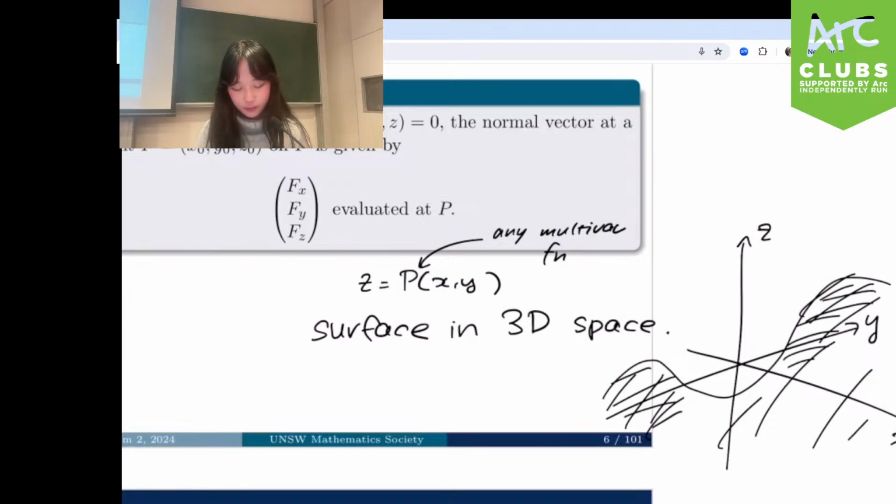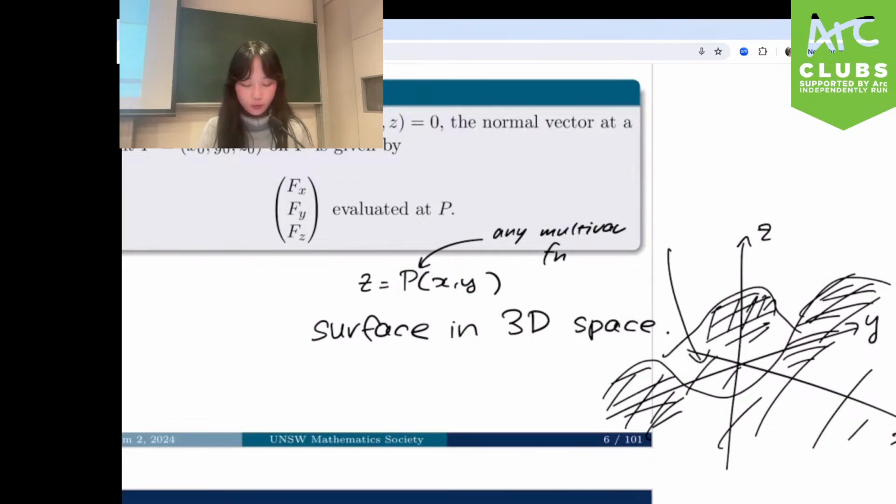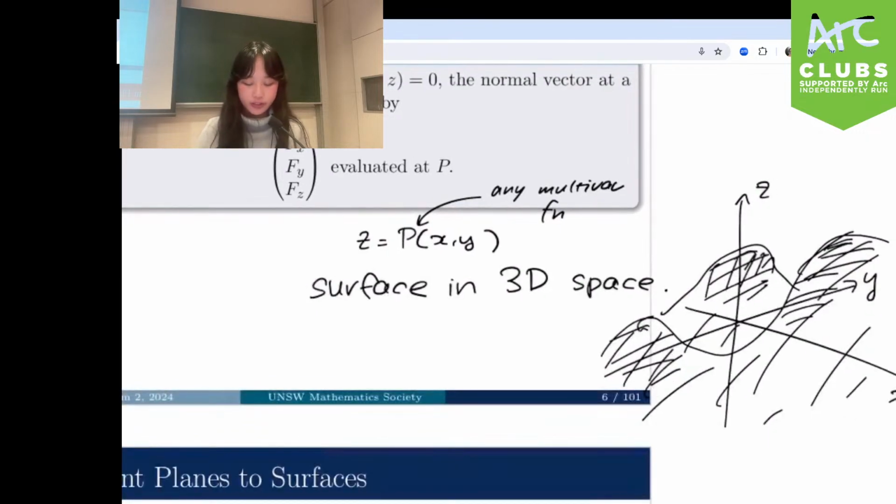Maybe we have some hills and some bumps, like this, and there's a valley just in there. That's one possible example of how a surface could be represented. These are like the tops of the hills, and it's just a bumpy surface. This is one example of a surface in 3D space that is represented by a multivariable function, okay?